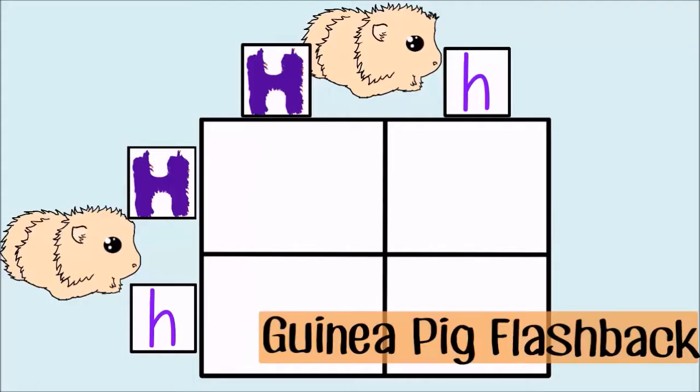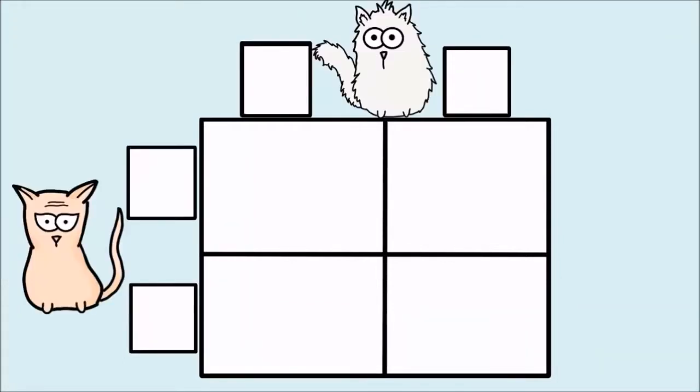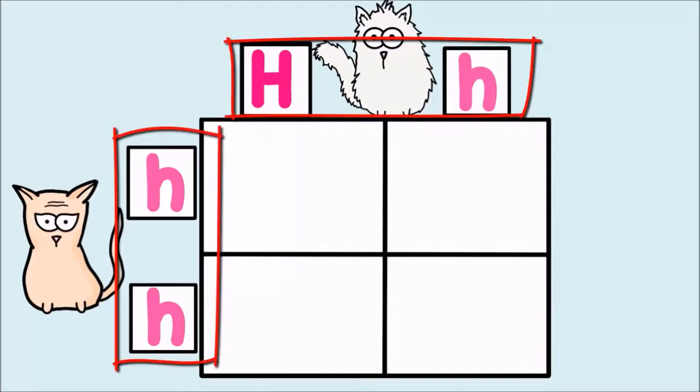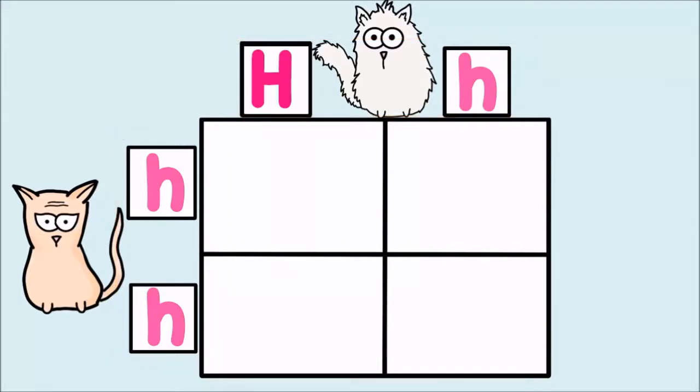Remember how it looks in a regular monohybrid Punnett square? Here's an example of what it would look like if you were crossing a big H cat with a little h cat. Remember how you put the parents on the top and the sides like this? Well, when you are doing this, those alleles on the top and the sides represent the alleles that would be in the gametes of the parents.